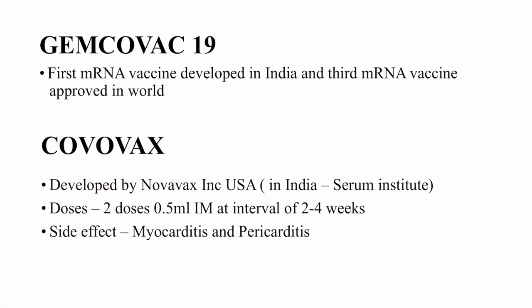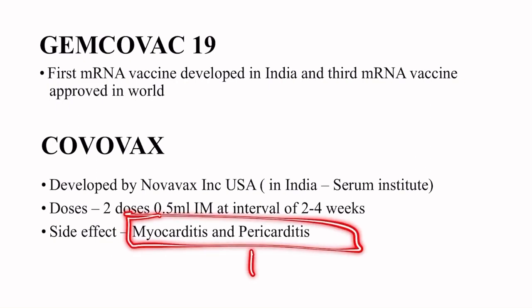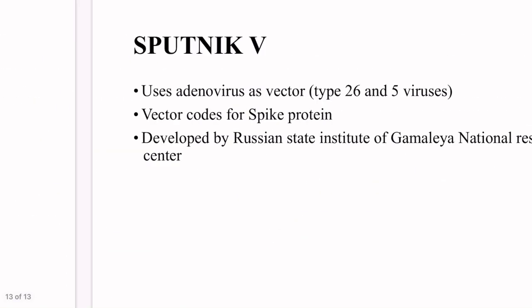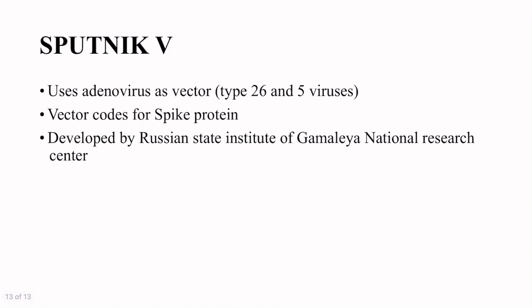Next is COVOVAX. It is developed by Novavax USA, and in India it is prepared by Serum Institute. The dose is the same. The side effects here to remember are myocarditis and pericarditis. Next is Sputnik V. It uses adenovirus as vector, types 26 and 5. The vector codes for the spike protein again, and it was developed by the Russian State Institute of Gamaleya National Research Center.